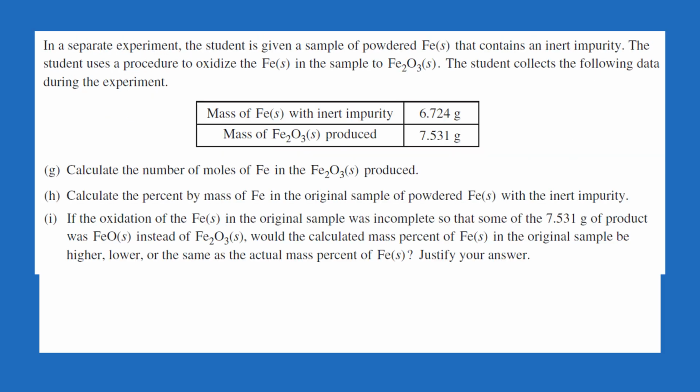Now, in a different experiment, the student's given a sample of powdered iron that contains an impurity. The student uses a procedure to oxidize the iron to iron 3 oxide. The student collects the following data during the experiment. Calculate the numbers of moles of Fe and the Fe2O3 produced. Okay, so we need to use the Fe2O3 produced.